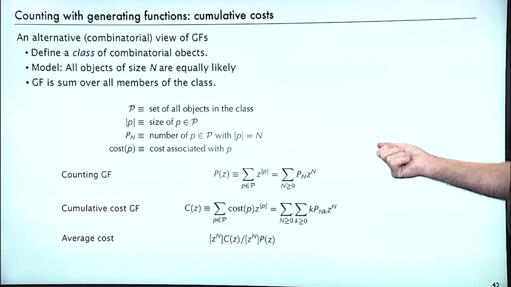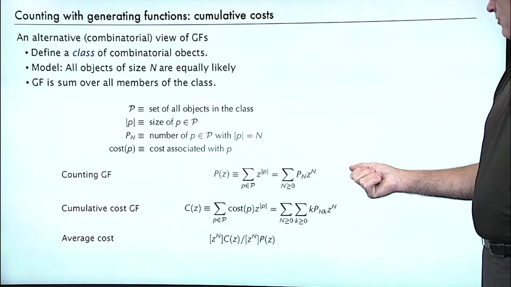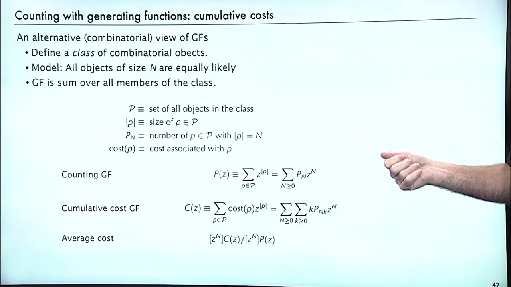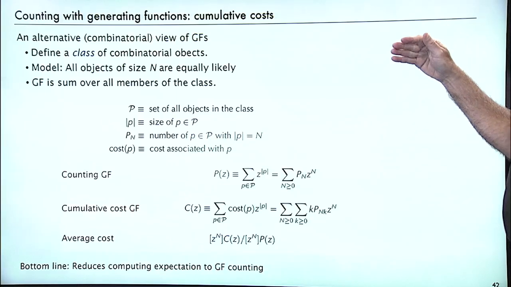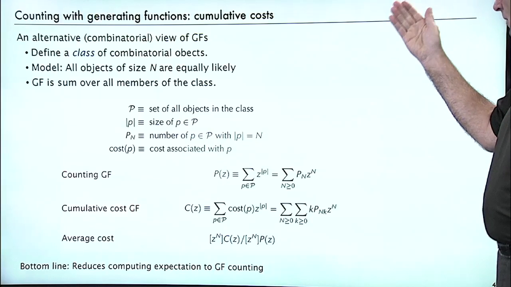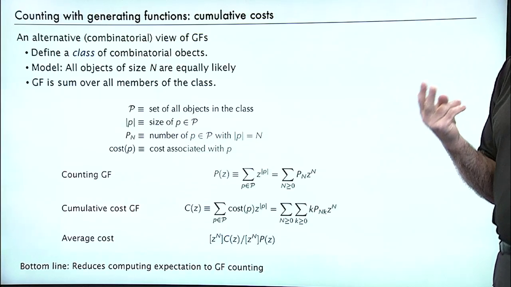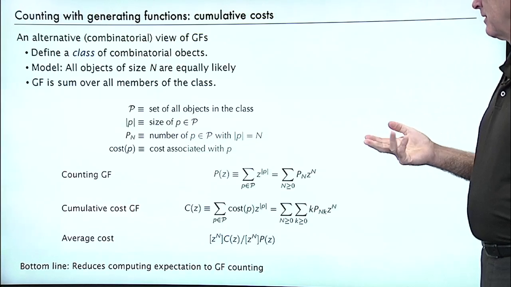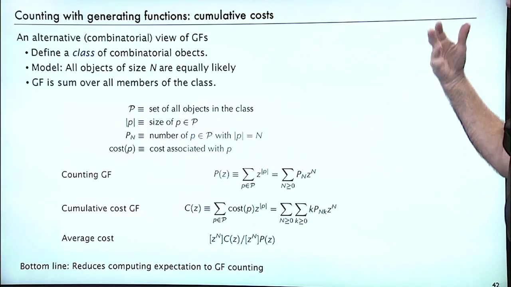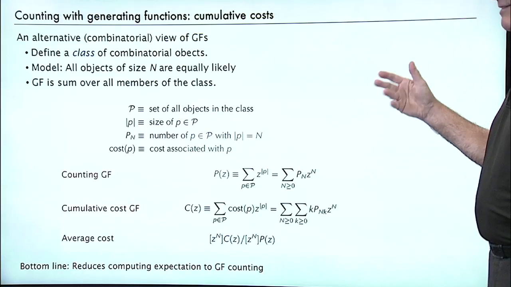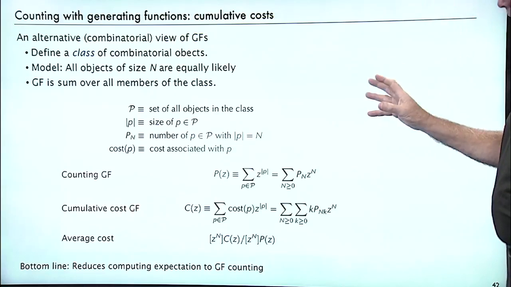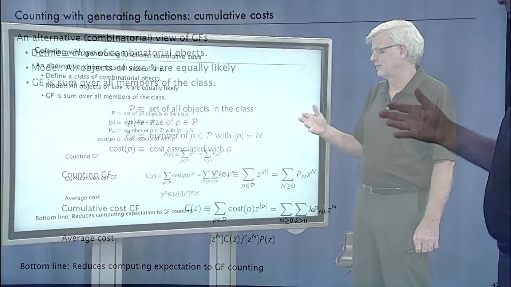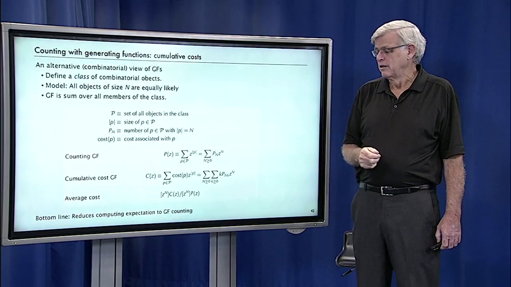So that gives us the average cost. We just extract coefficients from those two generating functions. The bottom line is, if we want to compute the expected value of a cost, we have two GF counting problems to solve. And they're similar. We know how to solve GF counting problems, we've already done examples, and now we can get average values of parameters by solving GF counting problems.